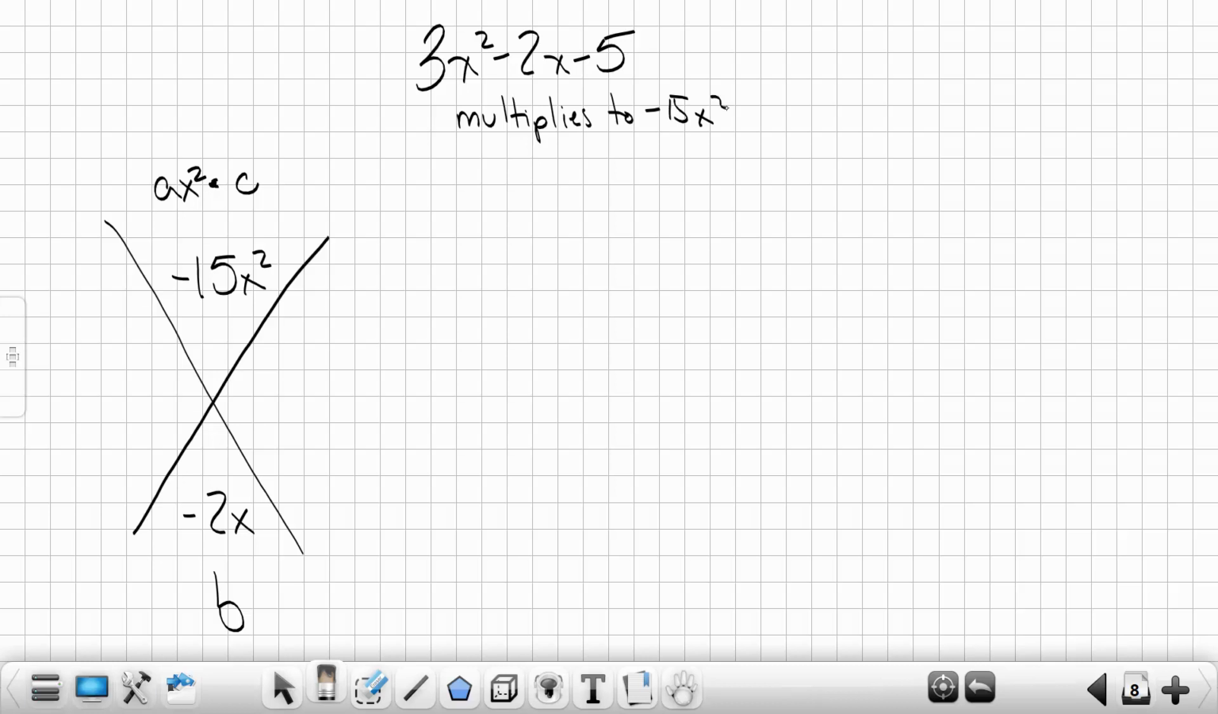All right, guys. Now each one has to have an x. What multiplies to negative 15x squared? Give me 2 things that multiply to that. 3 and 5. One of them is going to have to be negative. So, well, we just do them both.